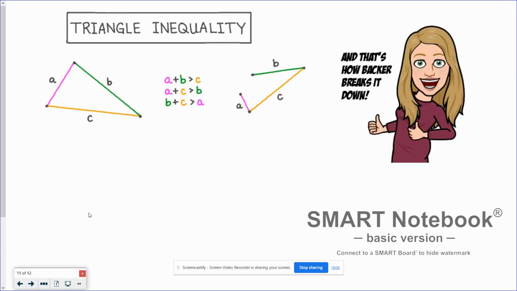And so that was the Triangle Inequality Theorem. Basically says the sum of any two sides must be greater than the third side. And that's how you can determine whether three segments will make a triangle.